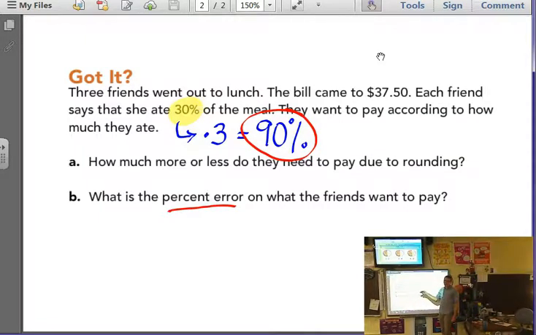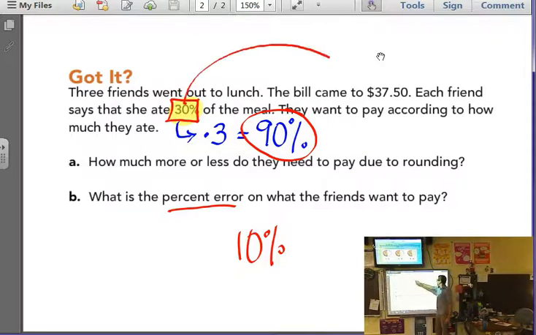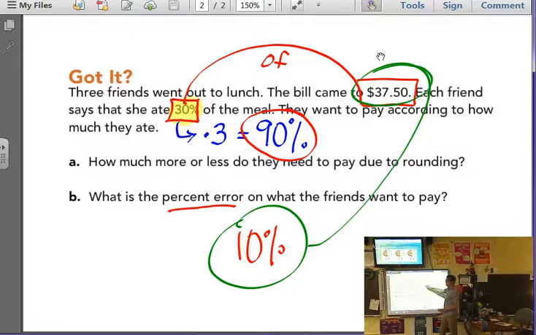So we look here, and actually this gives a very easy answer to part B. If I'm trying to pay 90%, my error is 10%. But we could also calculate it by saying each of these friends is trying to pay 30% of $37.50. So we would multiply and find out what each of them paid, and then I could find the difference, how much more or less they need to pay. I could then subtract, or if I know they need to pay 10% more, that's 10% of the $37.50, which is just going to be $3.75. So if they tried to leave, they'd still owe $3.75, and that's not really fair.